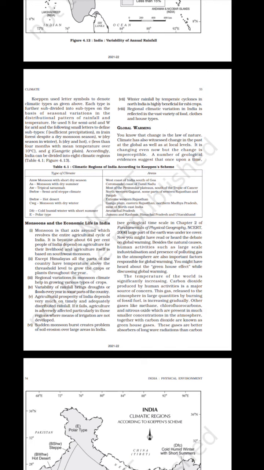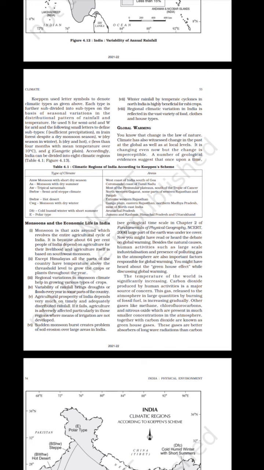Monsoons and the economic life in India. Monsoon is the axis around which the entire agricultural cycle of India revolves. It is because about 64% of people of India depend on agriculture for their livelihood, and agriculture itself is based on the southwest monsoon. Except the Himalayas, all the parts of the country have temperature above the threshold level to grow crops or plants throughout the year.